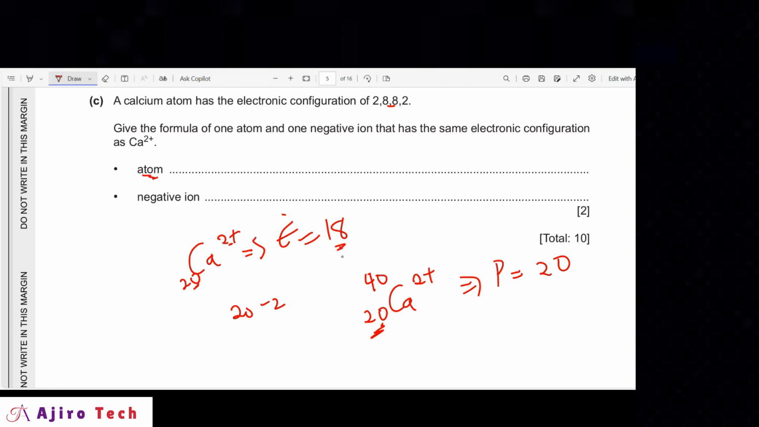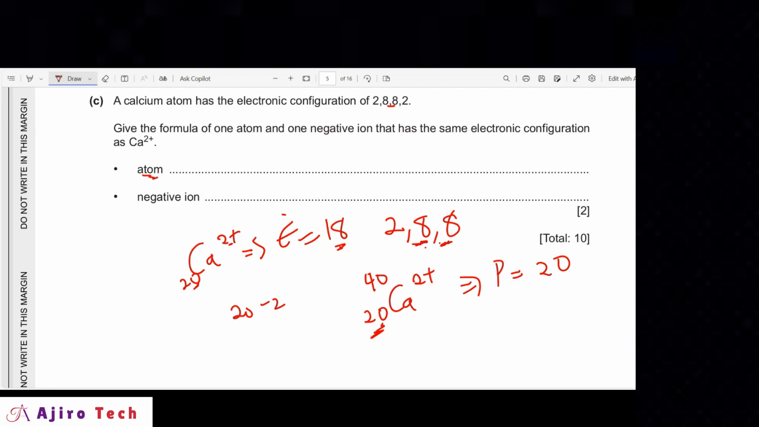So since we have 18 as the number of electrons, the electronic configuration becomes 2 for the first shell, 8 for the next shell, and 8 for the next shell. So that's 16 plus 2 is 18. So this is the new electronic configuration of this ion. All right, so we have to look for an element that has this same number of electrons, which has to be a neutral atom.